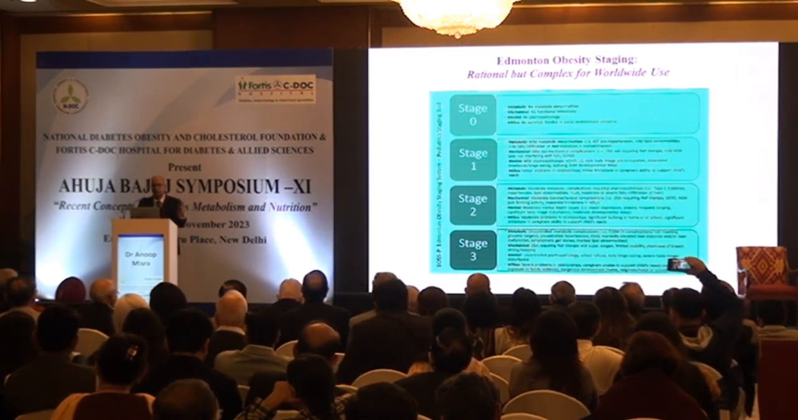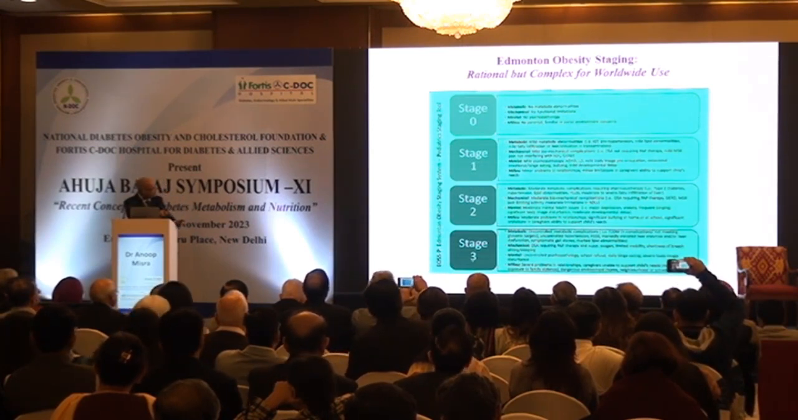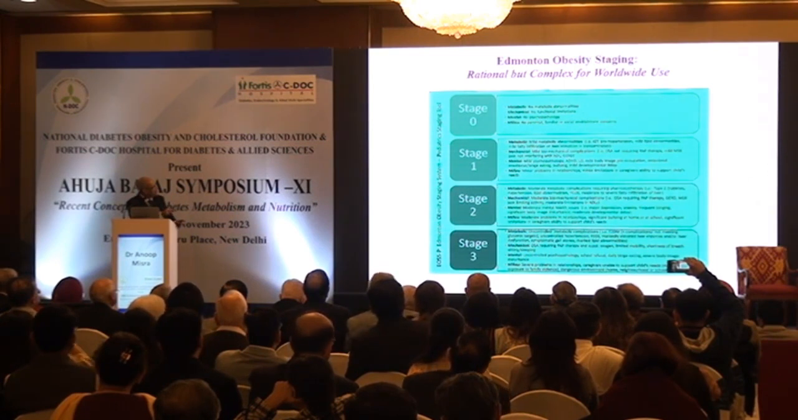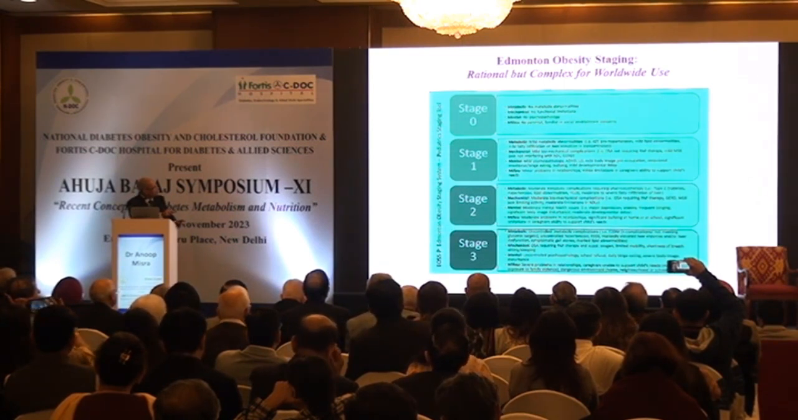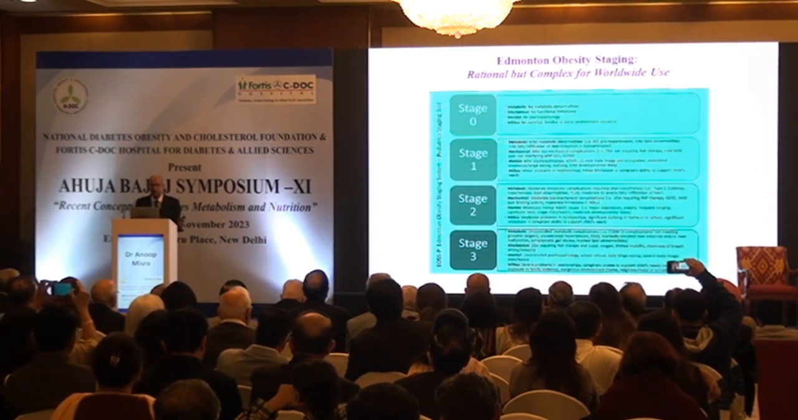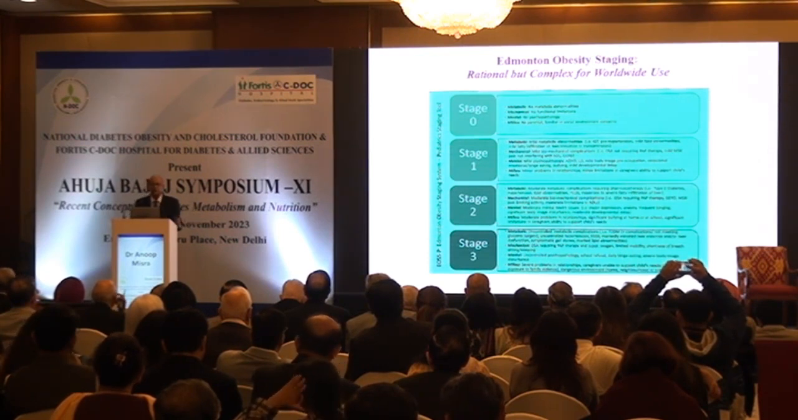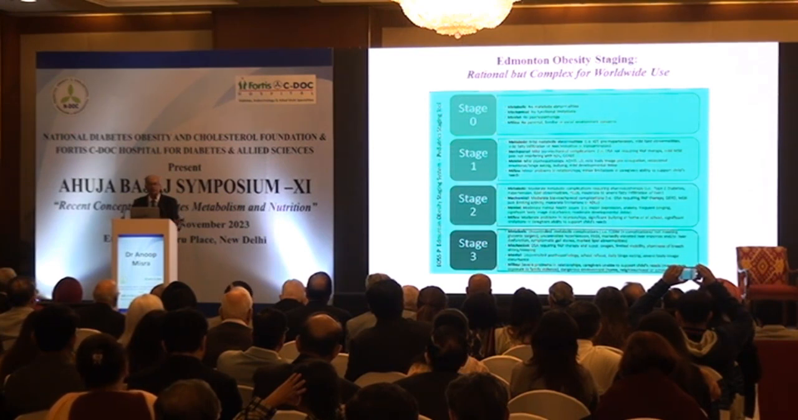Not accurate at all. So they staged it into stage 0, stage 1, stage 2, stage 3, and the subgroups were metabolic, mechanical, mental, and milieu. All three have to be recorded in all stages. Seems to be a very good plan, but very complicated. And when I sat in the Lancet Obesity Commission, when I think of this, I think of people who are sitting in Rajasthan somewhere in a small PHC. How will they do all this? They will not do all this.